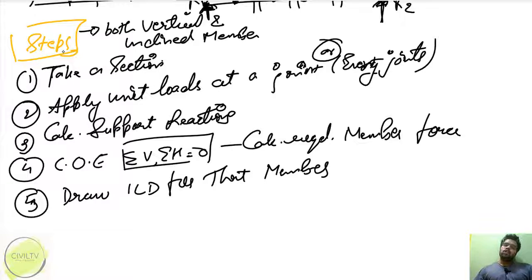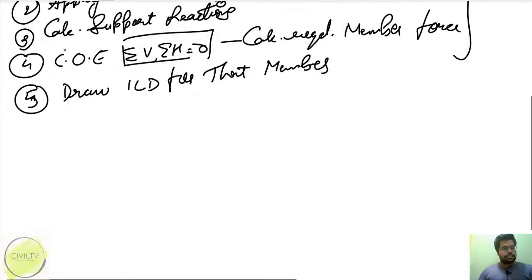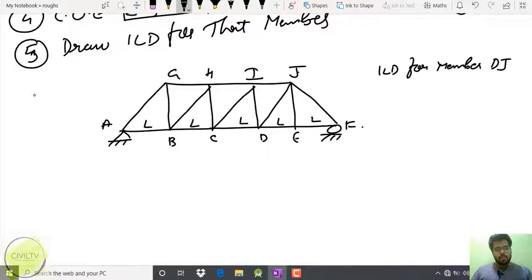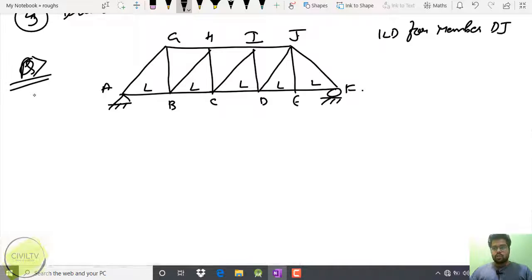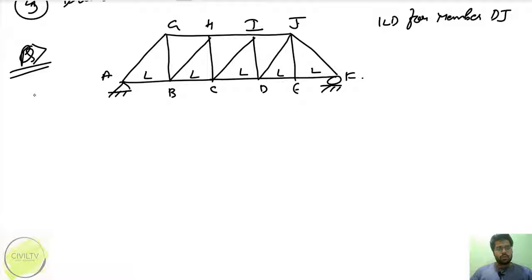So basically I gave you the overview of what we are going to do in the influence line diagram for the vertical members as well as the diagonal members. So let's take an example and see how we are going to do this. This is the question which we have to solve. So let's start.